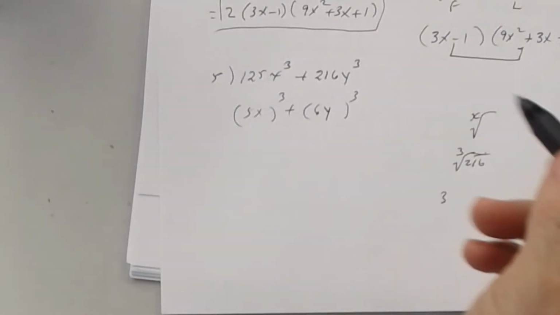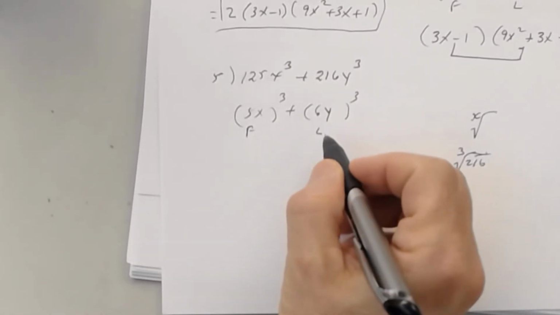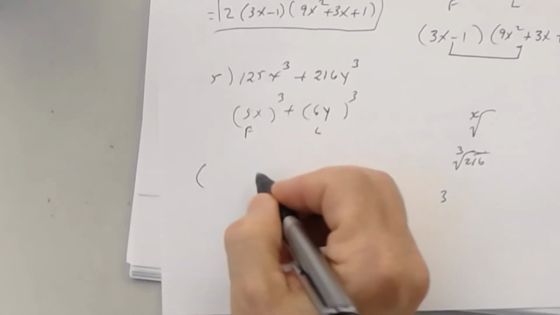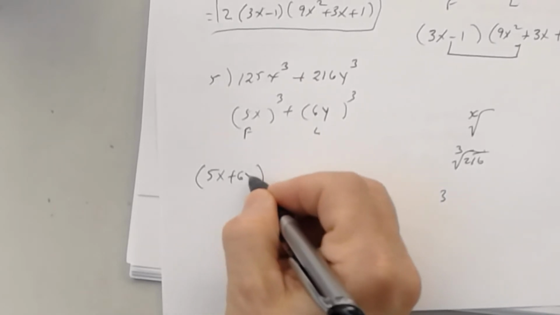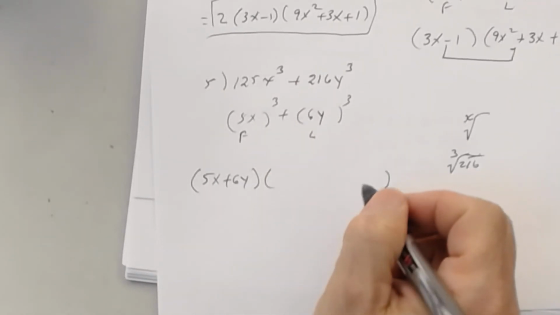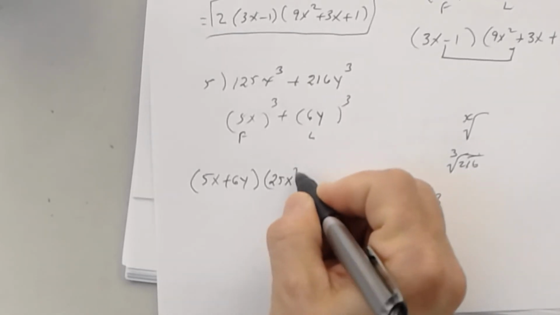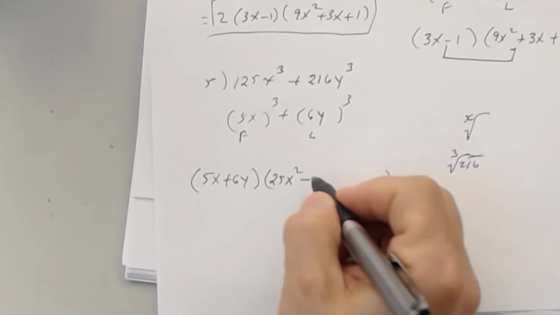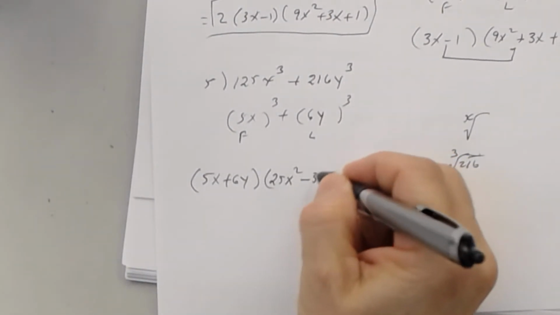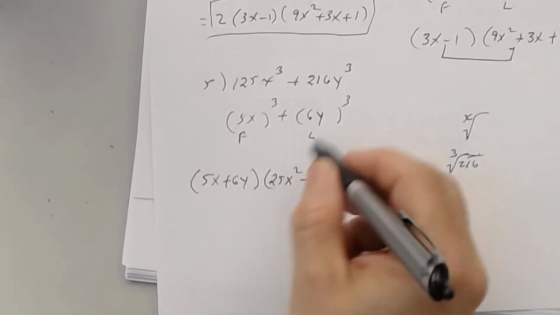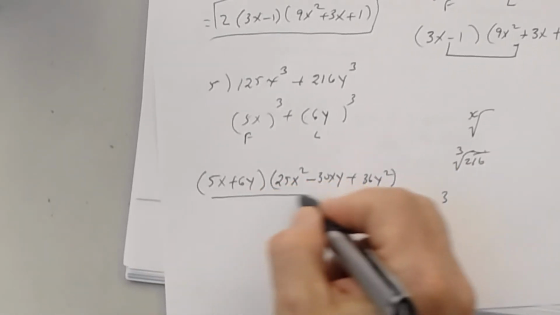All right. Now you know your F. F is 5x, and L is 6y. So now you know your binomial. What's your binomial? 5x plus 6y times your trinomial. What's 5x times 5x? 25 what? X squared. Minus or plus? Minus. And then F times L. What's 5x times 6y? 30xy. And then plus L times itself, 36y squared. So that's your answer.